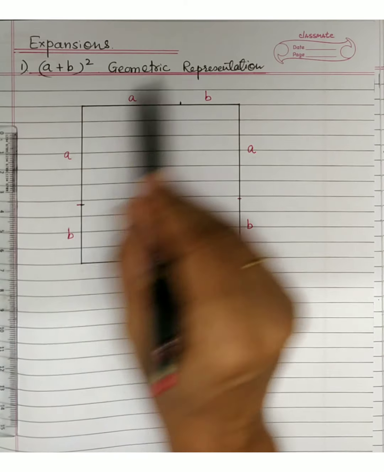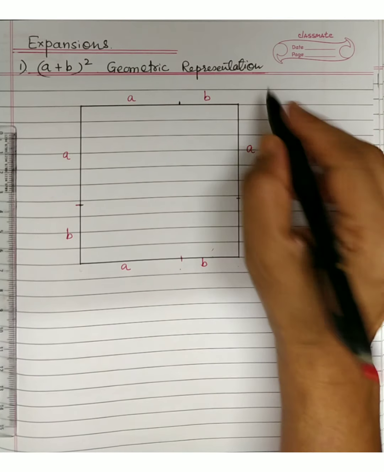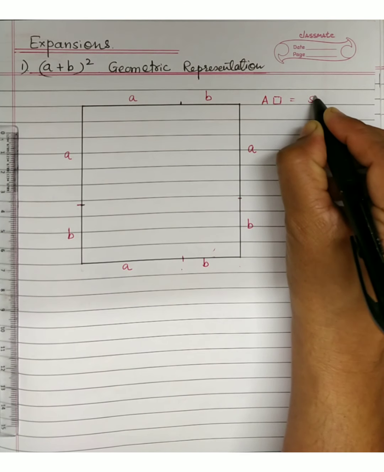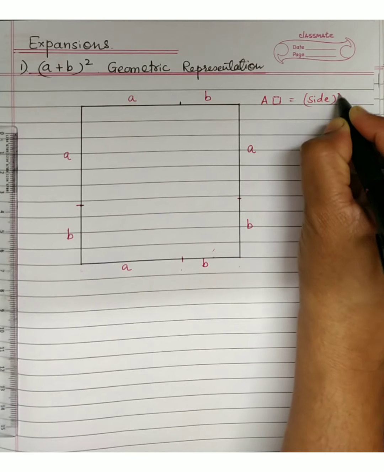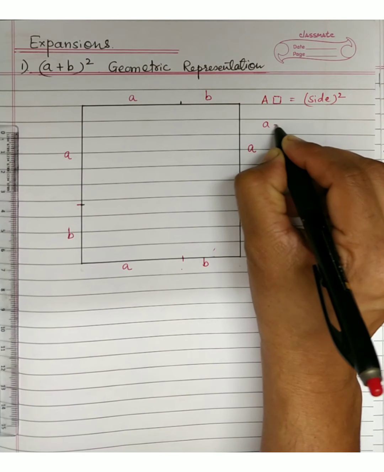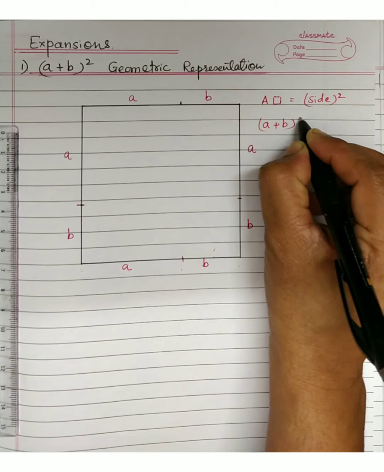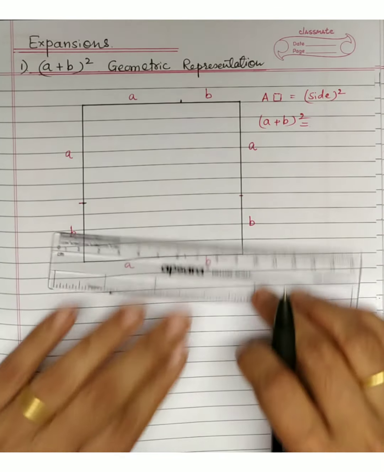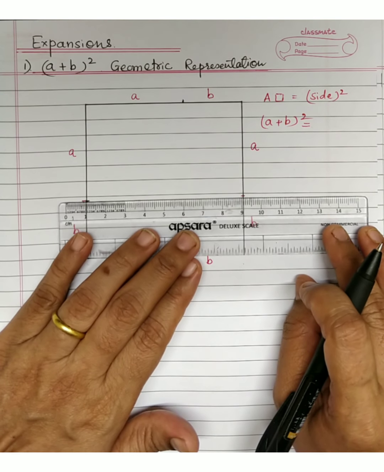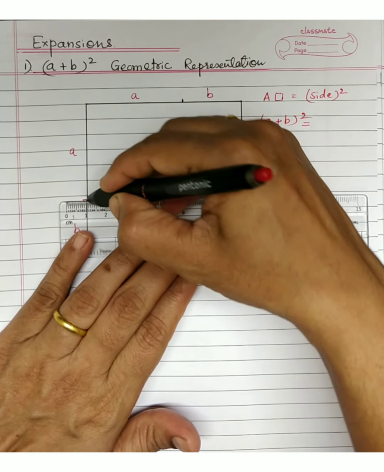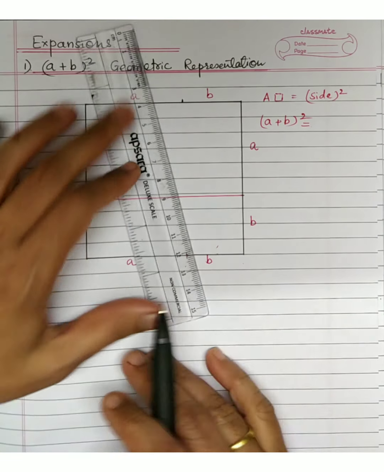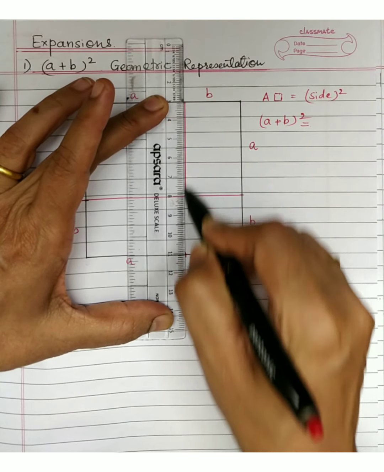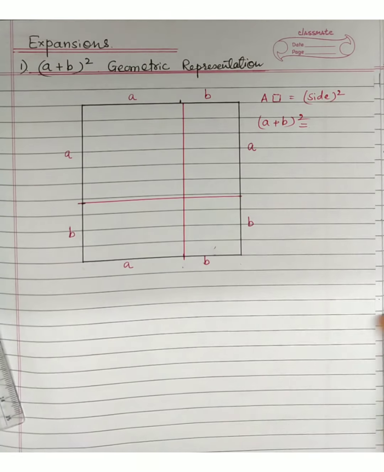So what will be the area of the square? Area of a square is side square, that is the formula, you know. So the area of this square will be, side is a plus b, the whole square. Now let's see what expression comes for this. Now I will just join these parts here. By doing so, the figure is divided into 4 parts.